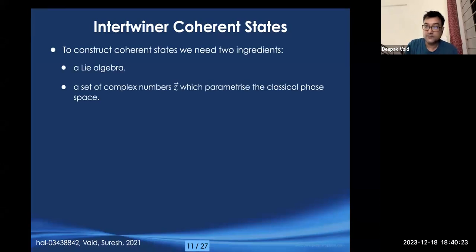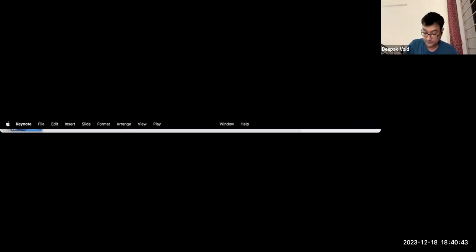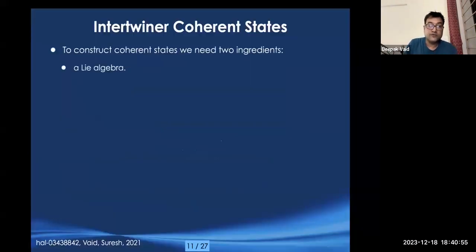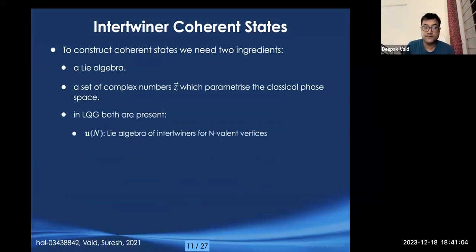And Luigi, of course, knows what intertwiners are, but for the sake of completeness, intertwiners are these states of loop quantum gravity which correspond to a vertex in a spin network graph. So we need these ingredients: a Lie algebra, and a set of complex numbers, which parameterizes the classical phase space. In LQG, both are present.